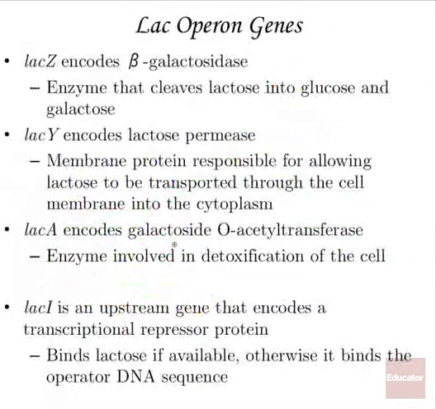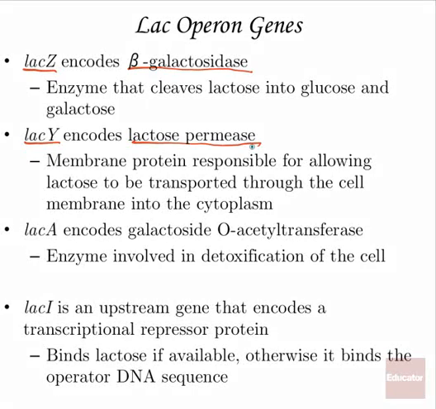So back to our specifics, let's look at the lac operon again. So we have the 3 genes, LAC-Z. That's going to encode an enzyme named beta-galactosidase, and that is the enzyme that cleaves lactose, okay, which is a disaccharide, into glucose and galactose, 2 monosaccharides. We then have LAC-Y, which encodes lactose permease, and that's a membrane protein responsible for allowing lactose to get into the cell. Okay, so it allows you to get from the outside to the inside.